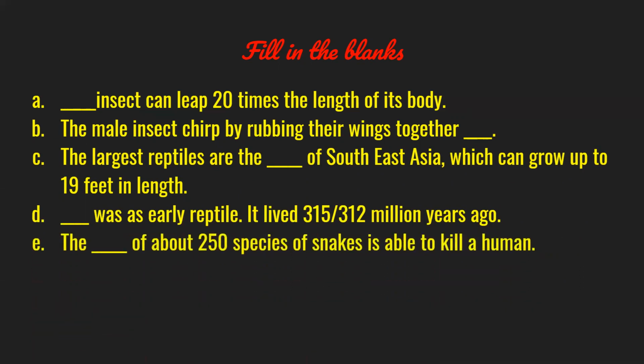Next is the dash of about 250 species of snakes is able to kill a human. These are the fill in the blanks. You have to fill them. Now is the time to check the answers.